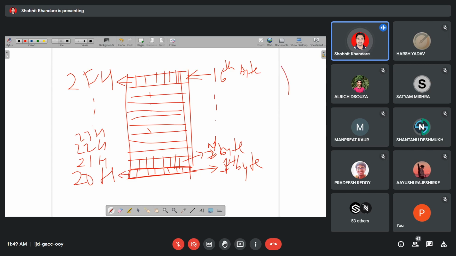So total how many bytes you have? You have total 16 bytes. And you know 1 byte is equals to 8 bits. Therefore 16 bytes is equals to 128 bits. Okay, sir, got it, sir.